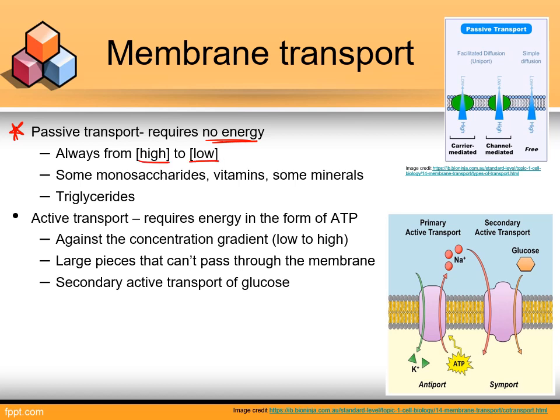Examples of things that we transport passively: some monosaccharides, some vitamins, some minerals are going to go into the small intestine via facilitated diffusion. We either have some protein channels or protein carriers.